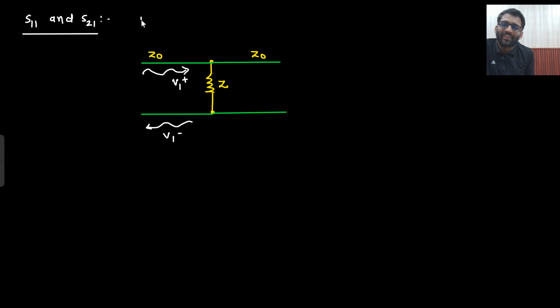Okay, so what I need to do is keep V2 plus equal to 0. Here, this will be your V2 plus and this will be your V2 minus. But if I need to keep V2 plus equal to 0, then I need to match the load.